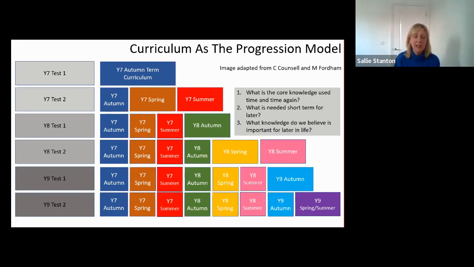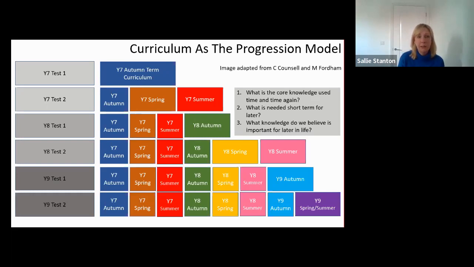So it's not a simple process as these lovely even blocks make it look. It's fairly messy, and it does need a bit of time to think about really carefully, and you need to have a really clear sense of what your curriculum goals are to be able to do it effectively.